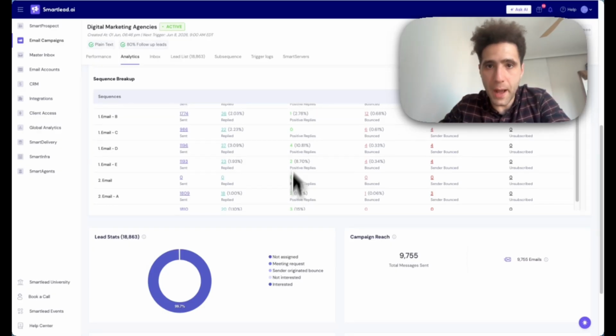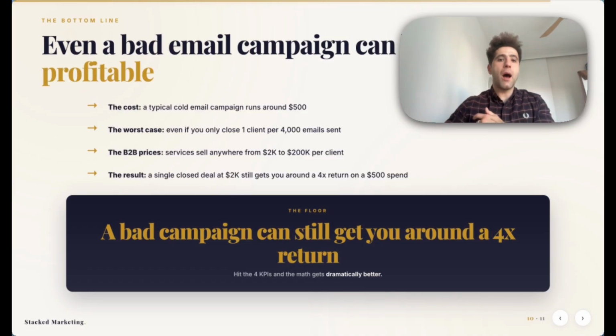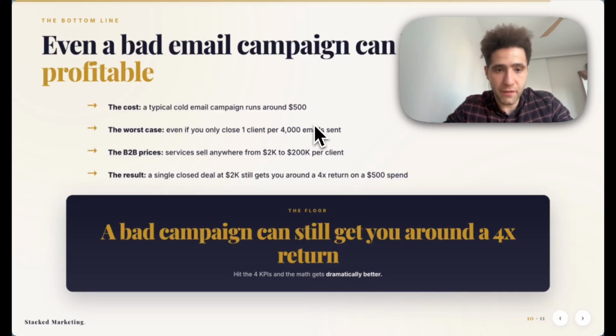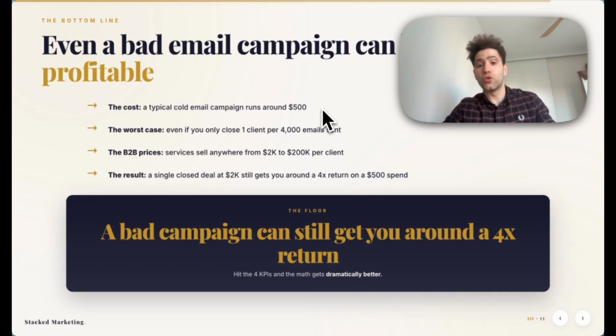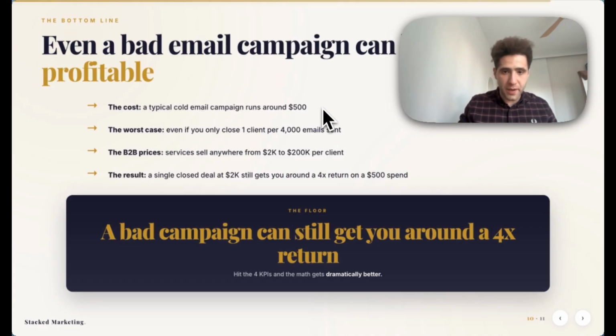Now, here's the cool thing about cold email, is that even a bad email campaign can be wildly profitable. A typical campaign can cost you around $500. Worst case scenario, if you close only 1 client out of 4,000 prospects that you've contacted, you can still deliver a strong ROI. Considering that in the B2B space, B2B businesses charge anywhere between $2,000 to $200,000 or even a little bit more for their services. If you close 1 client out of 4,000 prospects, costing you $500 for the campaign, and you're securing a deal that is $2,000, you're still having a 4x return. Even a bad campaign can be highly profitable, so it's important that you keep that in mind.